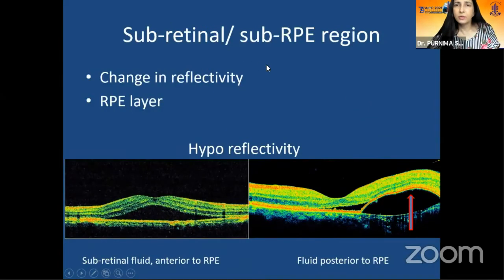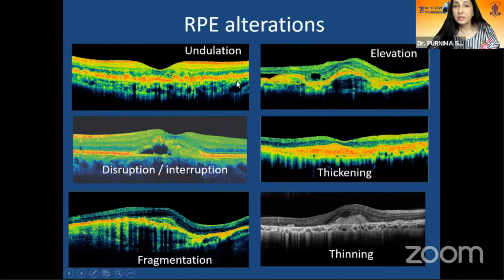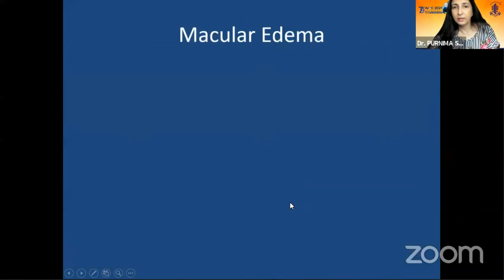Then comes finally the subretinal or the sub-RPE region. Here, the reflectivity patterns, again, we see, and the RPE layer. Here, hyporeflectivity indicating the fluid is important in relation to the RPE layer. If the fluid is above the RPE, then it is a subretinal fluid. And if the fluid is below the RPE, then it becomes a PED, a pigment epithelial detachment. The RPE layer is very important. So these are again the terms which we use to describe it. These are the various changes you can see: undulation, disruption, thickening. It's very important because many times it's the RPE layer which gives us a clue to the possible diagnosis.